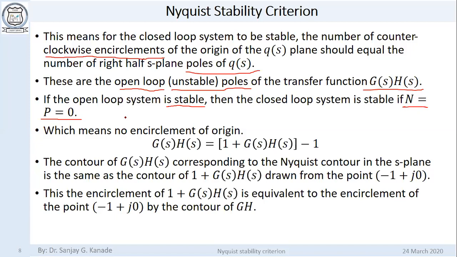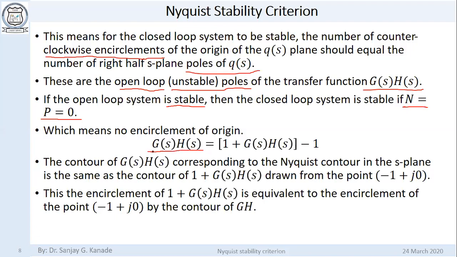So these are the two basic important things to remember. If there are any open loop poles on the right hand side, then the origin should be encircled in the counterclockwise direction n number of times, where n will be equal to the number of right hand side poles. And if there are no right hand side poles, then there should not be any encirclement of the origin. Now, encirclement of the origin means what?